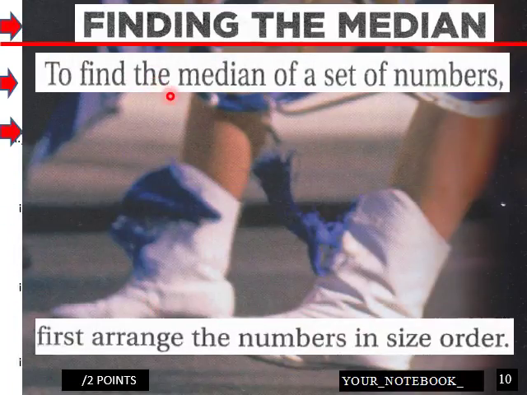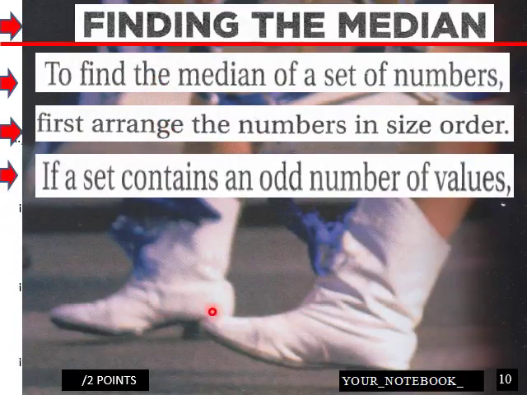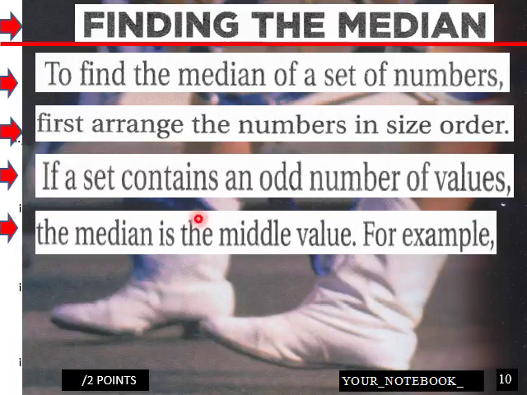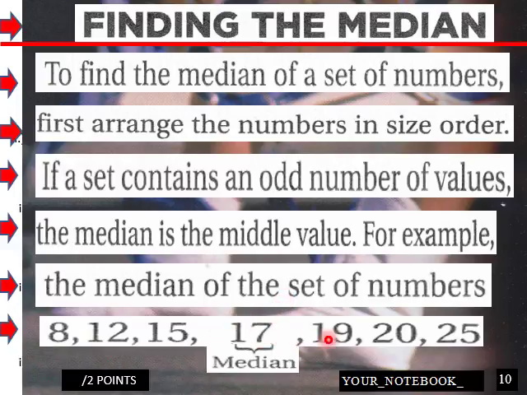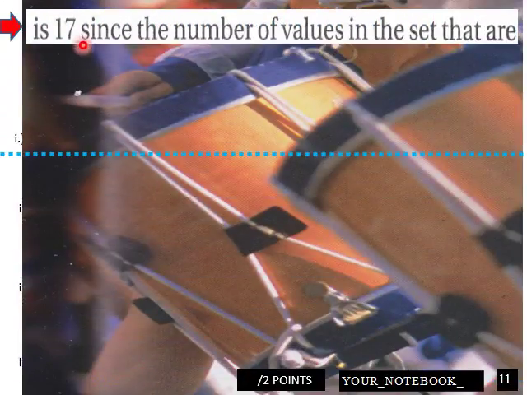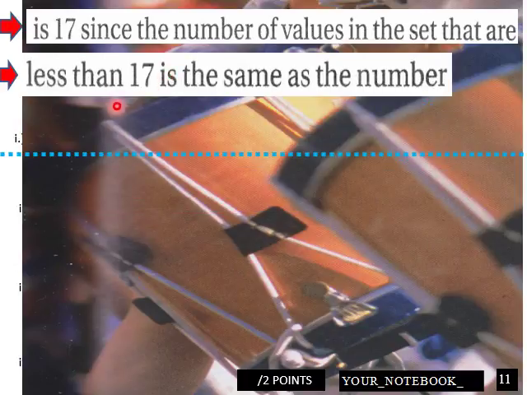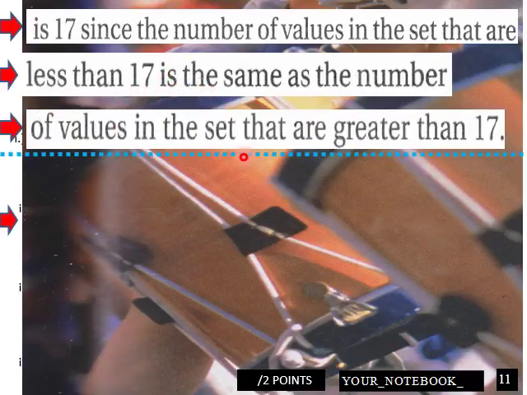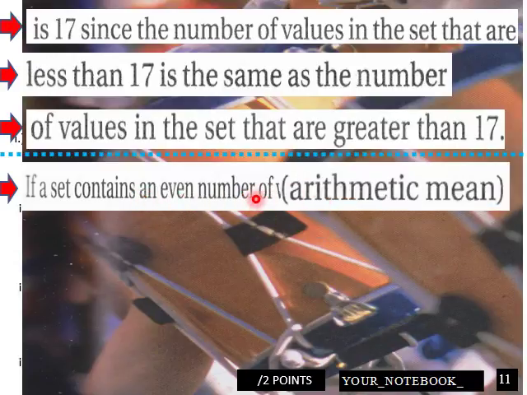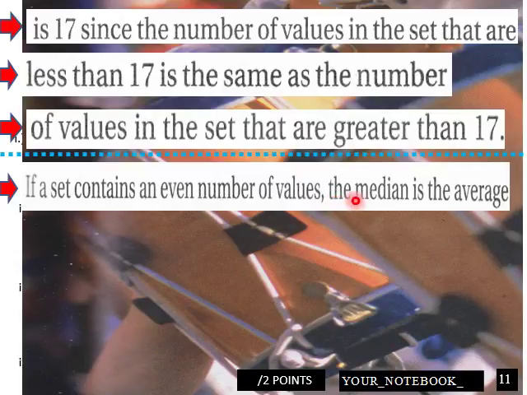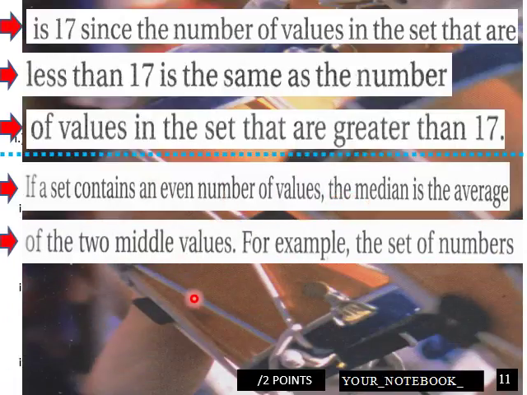Finding the median. To find the median of a set of numbers, first arrange the numbers in size order. If a set contains an odd number of values, the median is the middle value. For example, the median of the set of numbers here would be 17. You have 3 on each side of the median. The number of values in the set that are less than 17 is the same as the number that are greater than 17. If a set contains an even number of values, the median is the average of the 2 middle values.